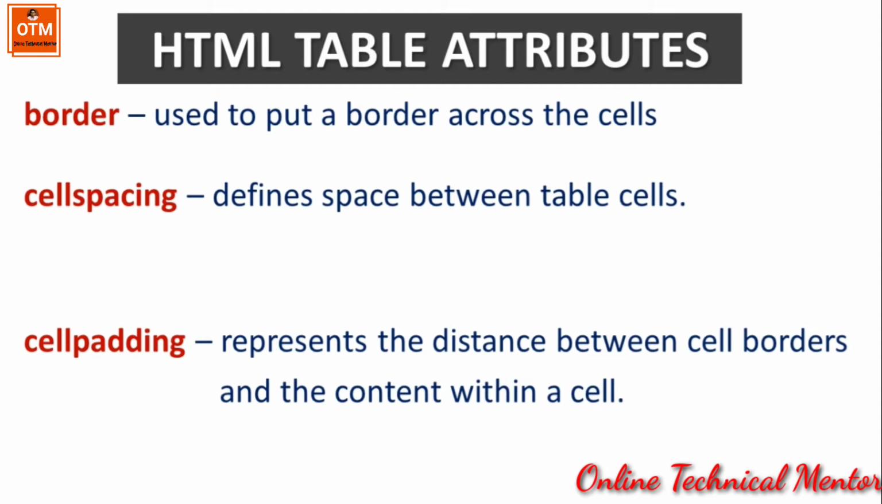So these are the border, cell spacing and cell padding. Let me show you one by one. So first one, the border. Used to put a border across the cell. If you want a border across the cell or around the table, you require this border attribute within the table tag. Now how you are going to implement, let me show you.